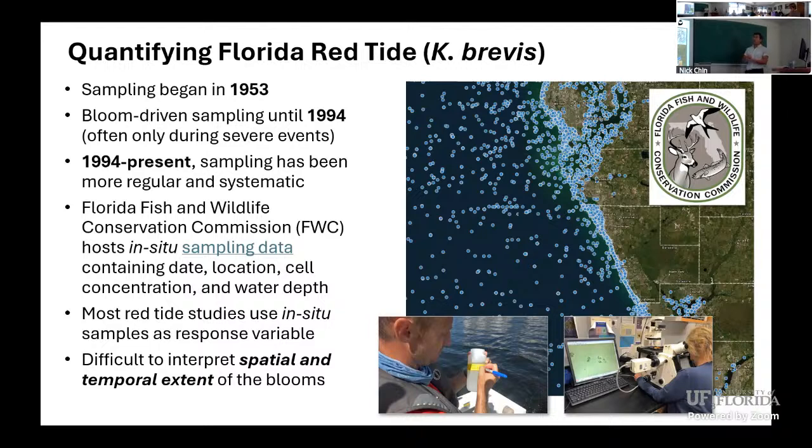The FWC hosts these sampling data with the cell counts and water depth and other data on the different sampling events. Most red tide studies use the FWC data set, these in situ samples, as a response variable in their models. However, when you're building these models and trying to figure out what causes these blooms or what's causing their intensification, it's difficult to interpret the spatial and temporal extent and dynamics using the in situ samples alone.